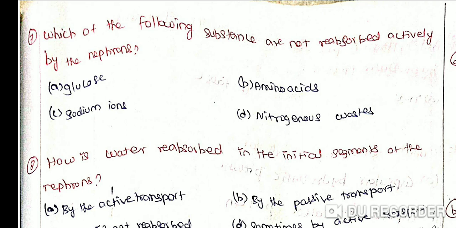Which of the following substances are not reabsorbed actively by the nephrons? Option A, glucose. Option B, amino acids. Option C, sodium ions. Option D, nitrogen wastes. The correct answer is option D, nitrogen wastes. Explanation: substances like glucose, amino acids, sodium ions, etc. in the filtrate are reabsorbed actively, whereas the nitrogenous wastes are absorbed by passive transport. Next question.